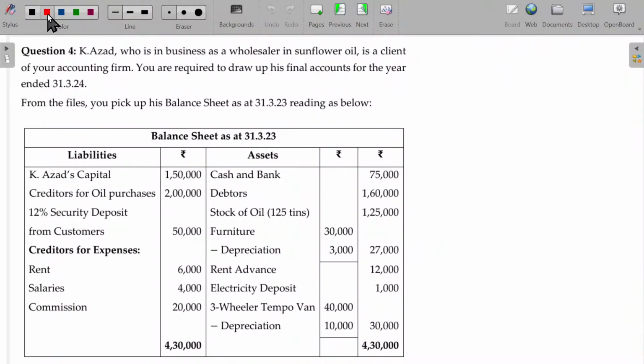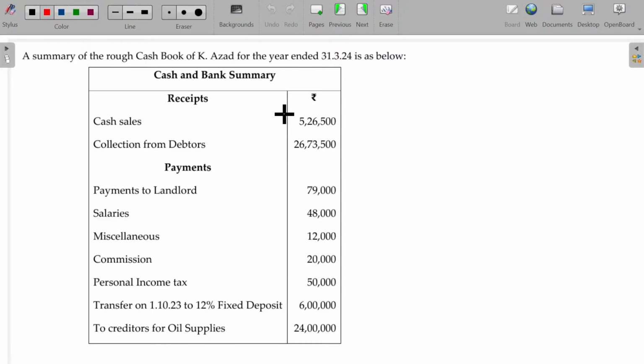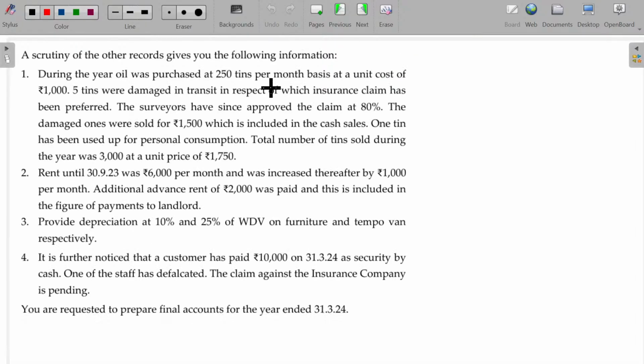K. Azad, who is in business as a wholesaler in sunflower oil, is a client of your accounting firm. You are required to draw up his final accounts for the year ended 31st March 24. Here we have been given the opening balance sheet and a cash and bank summary. The cash and bank summary is given, not the complete cash and bank account, meaning receipts and payments are given. So definitely you have to prepare the receipts and payments also. And all other things are raw data. You are requested to prepare the final accounts.